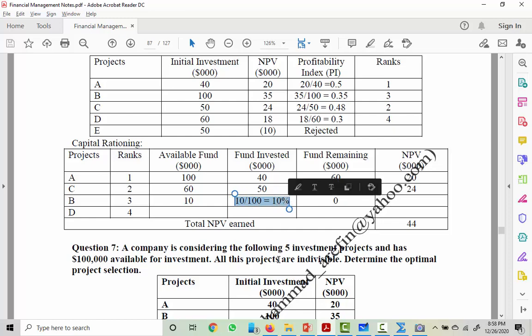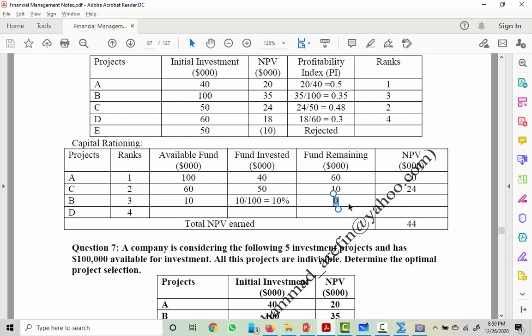So we can complete 10% of the project. We have only $10,000 in our hand, but to complete the full project we need $100,000. So 10,000 divided by 100,000 means we can complete 10% of project B, right? After investing this, the remaining fund is 0.